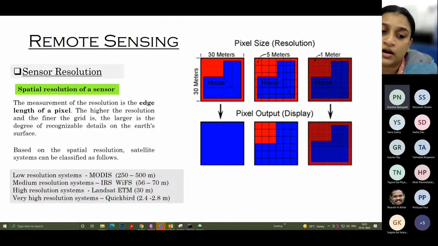Then very high resolution systems like QuickBird and all. They have 2.4 to 2.8 meter resolution. So maybe you can see a car, you can see a house, you can see roads. You can distinguish between these things very, very clearly.